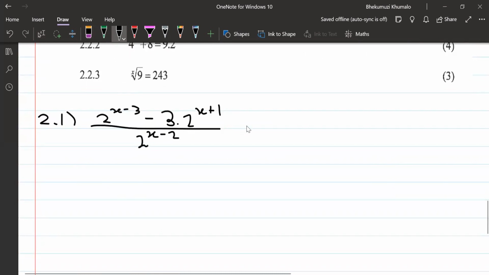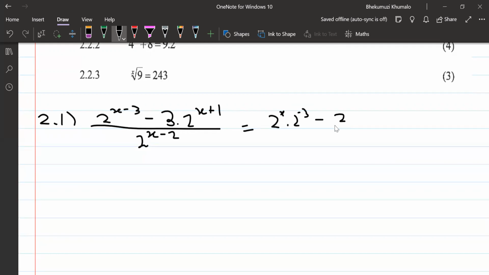Okay, so let's first simplify it and see what we get. Let's use our exponential rules. When you see 2 to the power x minus 3, this means it was just 2 to the power x multiplied by 2 to the power minus 3, because remember, when we have two bases that are the same and they're multiplying each other, we add the exponents. So this would have been x plus minus 3, but when we simplify that, it's just x minus 3.